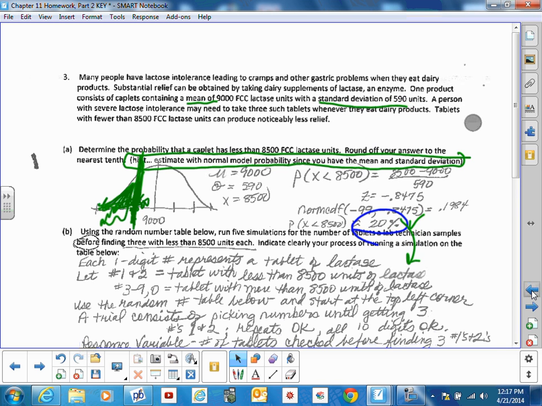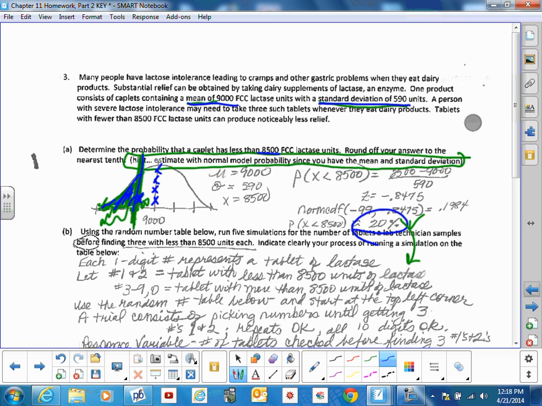So, determine the probability that you find a caplet, so one caplet, with less than 8,500 units of medicine. Round your answer to the nearest tenth. Because you have the mean of 9,000 and the standard deviation of 590, you can use the normal model here. Here is a tablet. Inside here are individual tablets, and this is a tablet or something less.